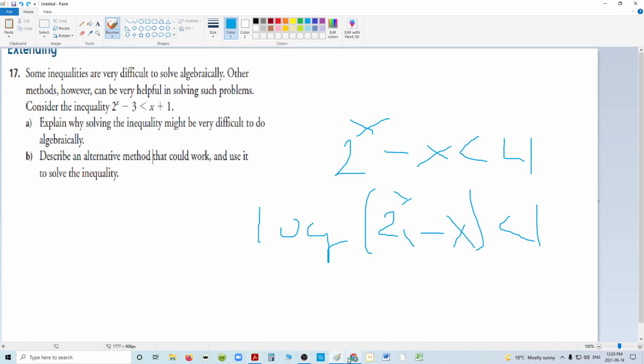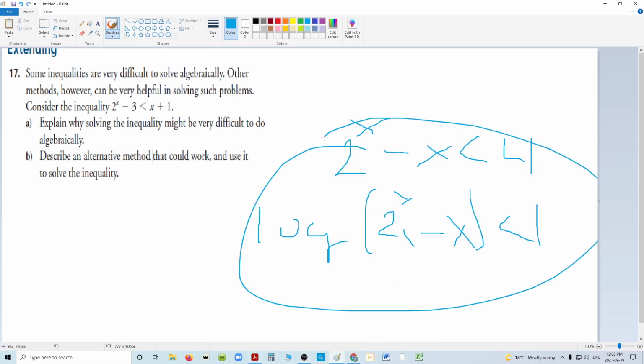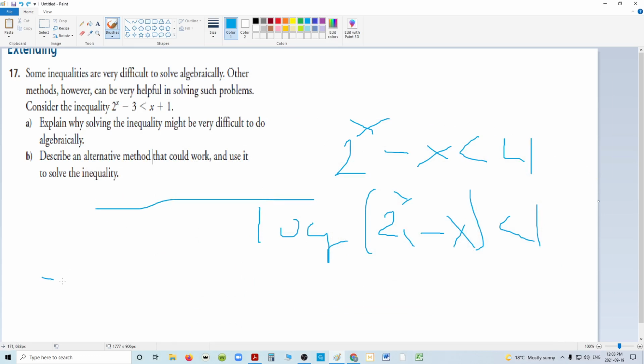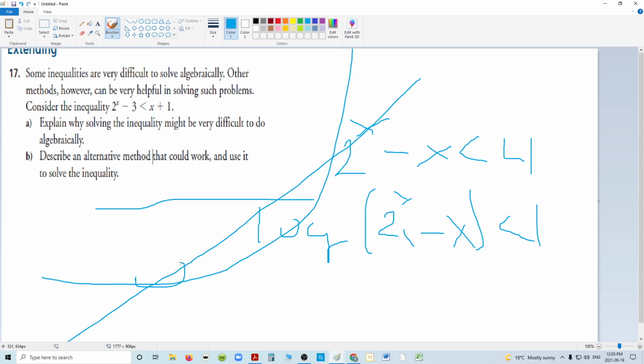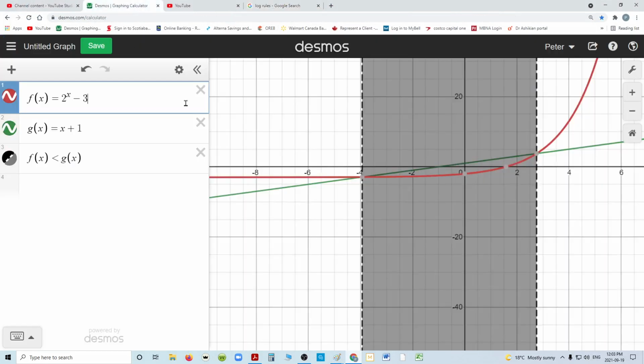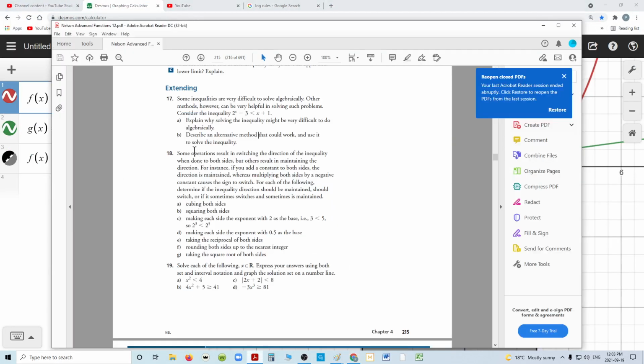Anyway, the table of values got pretty close. I just forgot what the growth curve looks like, and that the line will cross it twice. So I could have taken some table of values over here and estimated where it crosses on the left side, which is negative, close to negative 4. Not a great answer, but some operations result in switching the direction of the inequality.